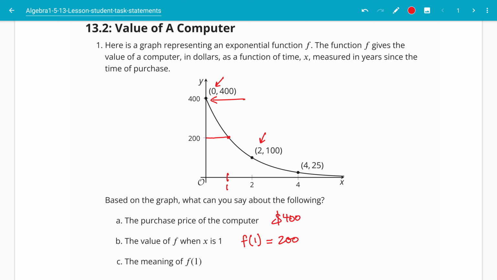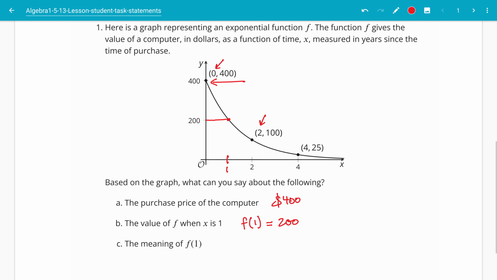The meaning of f of 1. Okay, so now we're talking about interpreting the graph in terms of its context. So f of 1 means the value of the computer after 1 year.